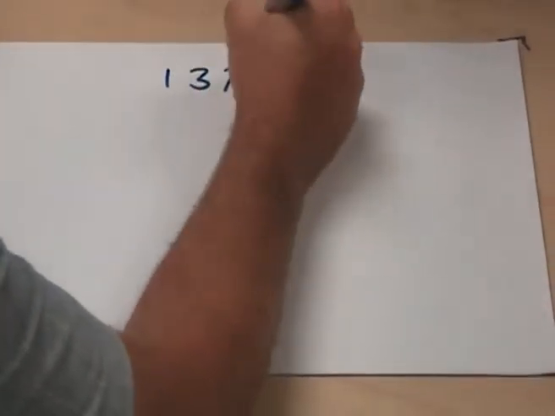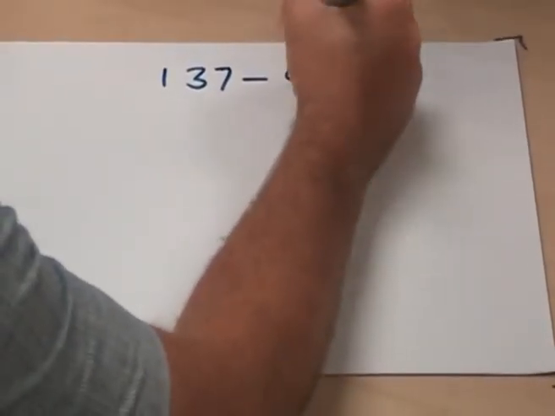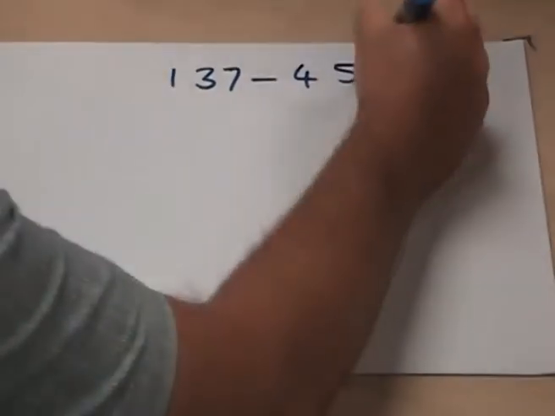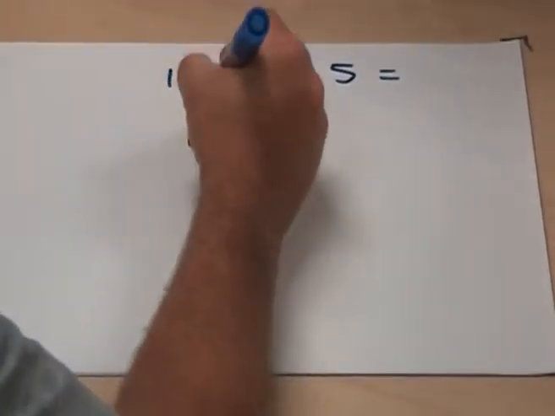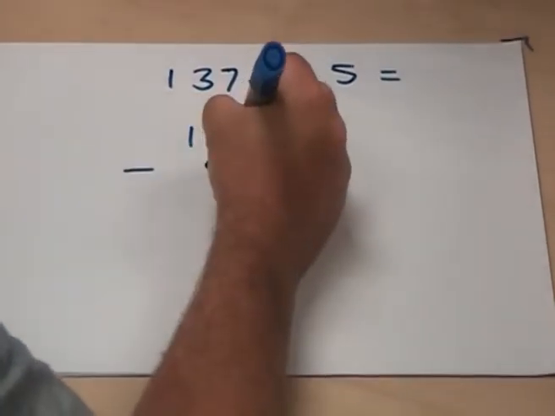Let's try 137 take away 45. So again, the order of the numbers is very important. So it's 137 take away 45.